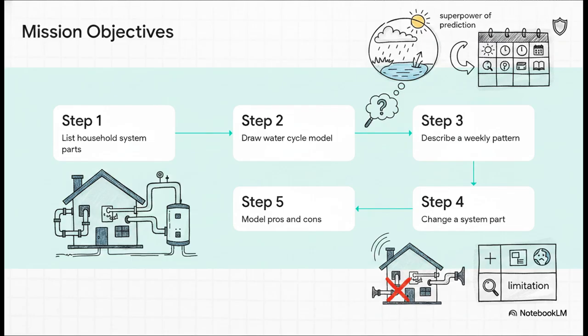Objective 1, look around your own home and list the components of a household system. Maybe it's your HVAC or your plumbing. Objective 2, draw a simple model of the water cycle, but also tell me its limitation, like what doesn't your drawing capture? Objective 3, describe a pattern in your own weekly schedule and how that superpower of prediction helps you plan. Objective 4, go back to your system from step 1 and explain what happens if you change or remove just one part. And finally, Objective 5, give one advantage and one limitation of using models in general. It's like a giant puzzle, and you can solve it right inside your own home.